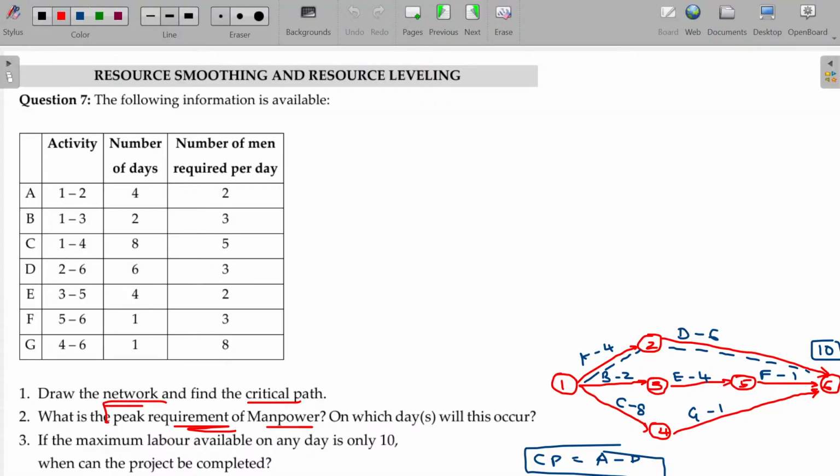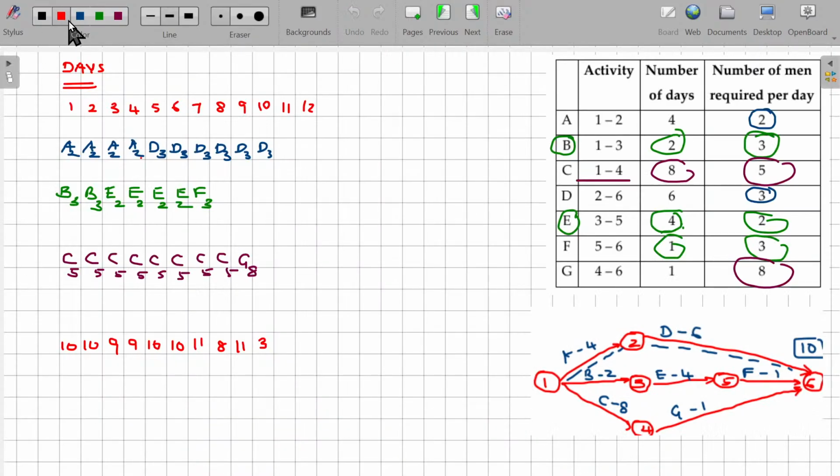What is the peak requirement of manpower, and on which day or days will it occur? Peak employee requirement is on these two days. What are the days? Day number 7 and day number 9, where we need 11 employees.